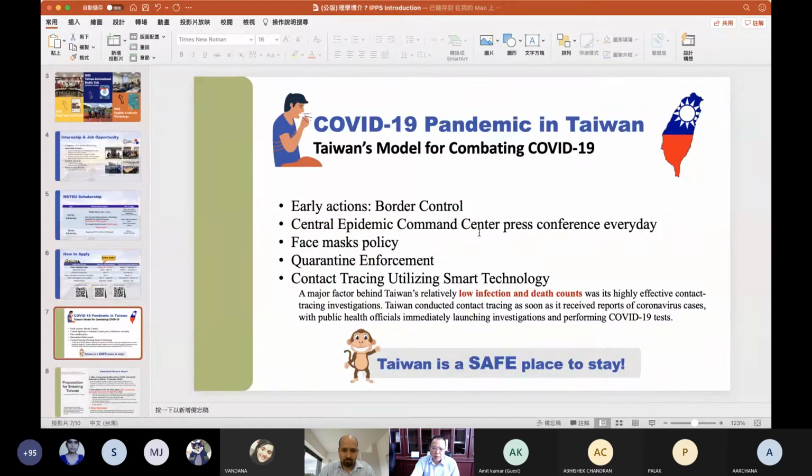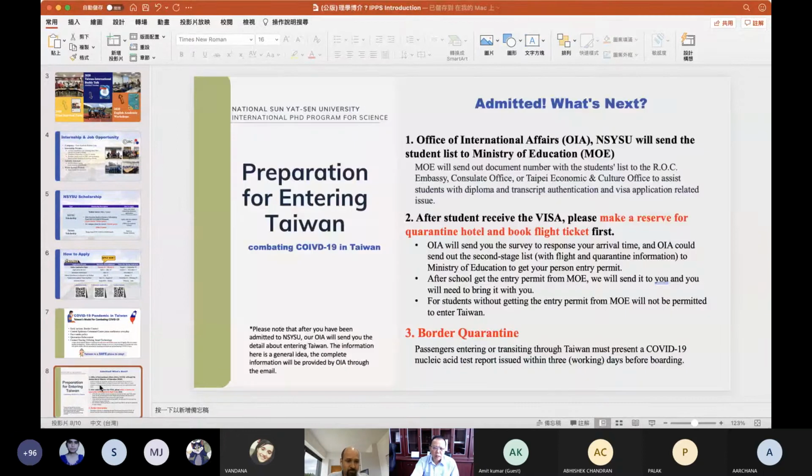So regarding the COVID-19 pandemic, we have very strong border control. So this is a very important message for you guys. So we have the CECC commander, and we have a face mask policy, and we have quarantine enforcement. So later on, I will introduce more about the quarantine.